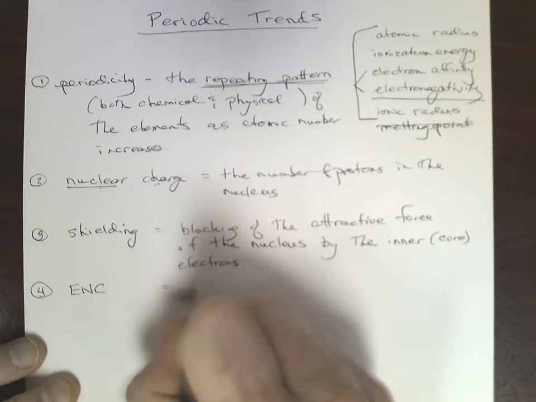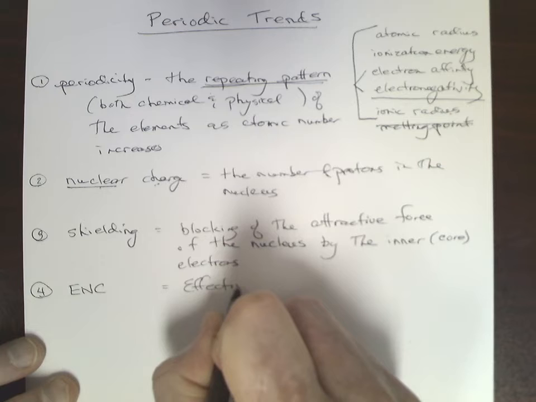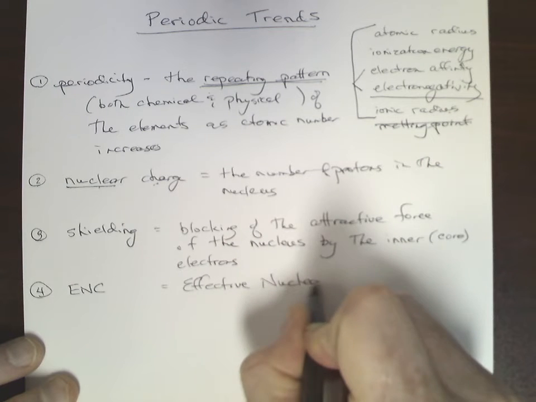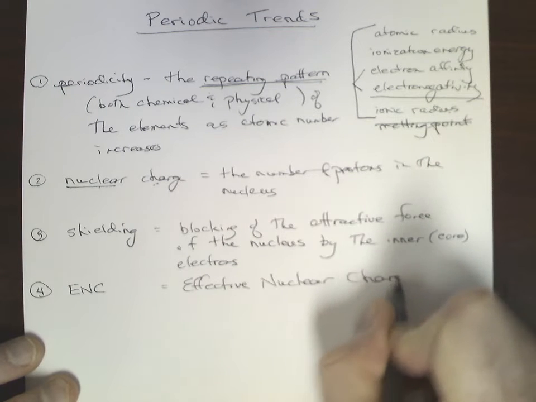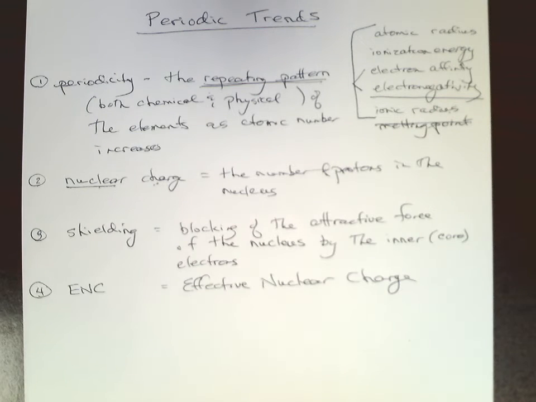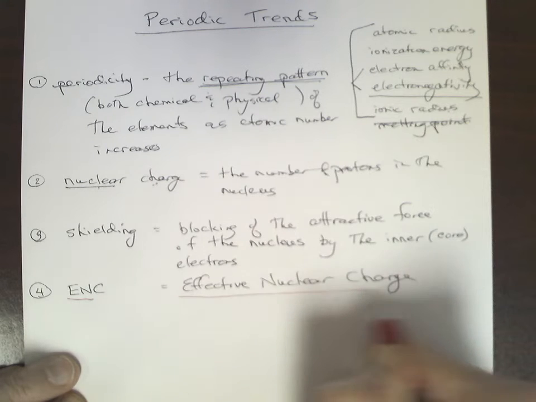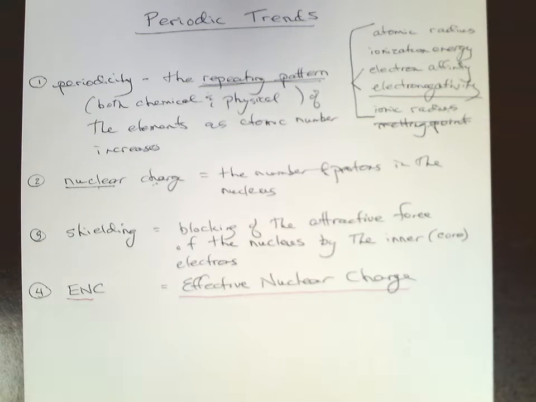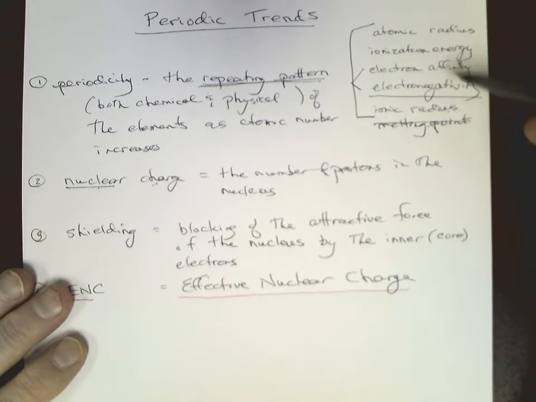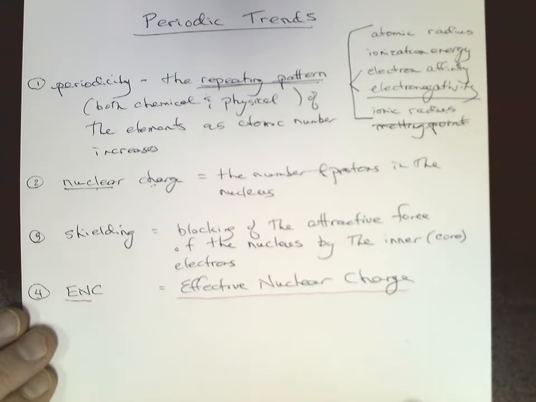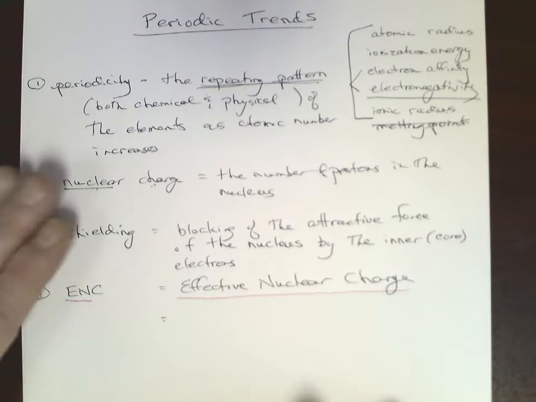ENC stands for effective nuclear charge. And this is the one, okay, critically important. I'm going to underline it here in red. Effective nuclear charge is the definition you are going to use when you explain these periodic trends up here. So we have to define effective nuclear charge, and I'll write it out for you. I'll show you the equation that we're going to use, and we'll work a couple examples.